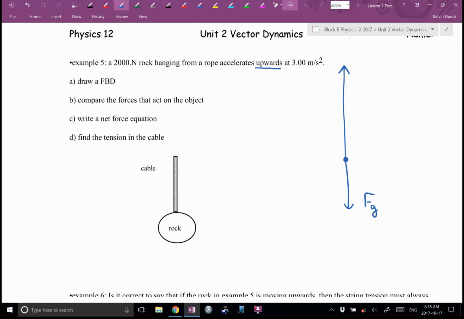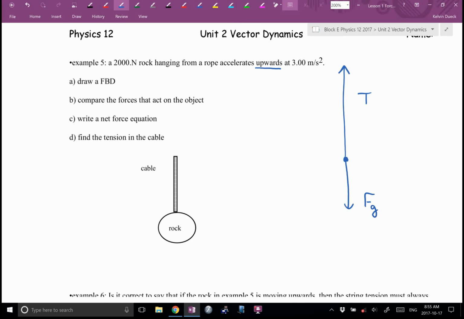Then the next question is, what force is that? What's causing it to accelerate up? Well, it's the rope or the cable, but we gave that force a special name. What did we call that force last year? Tension. And that's it. Those are the forces acting on the object. Mr. Dewick, isn't there a normal force? Is it sitting on a surface? No normal force. We'll talk about that another day.